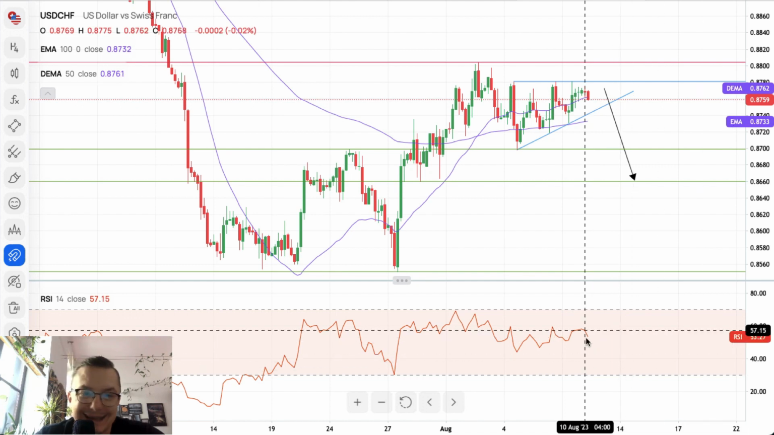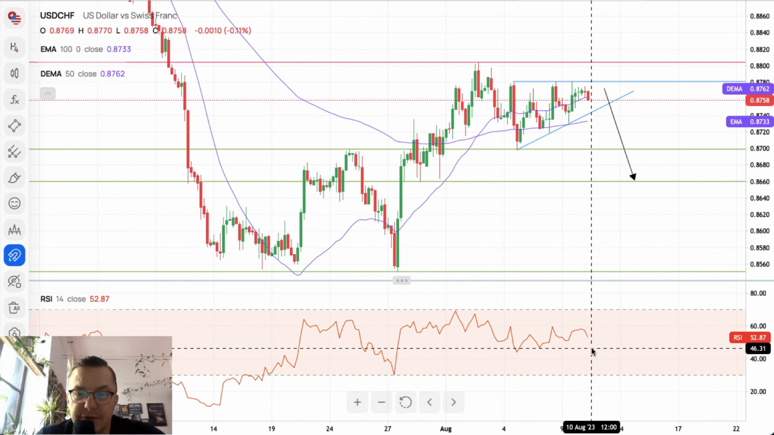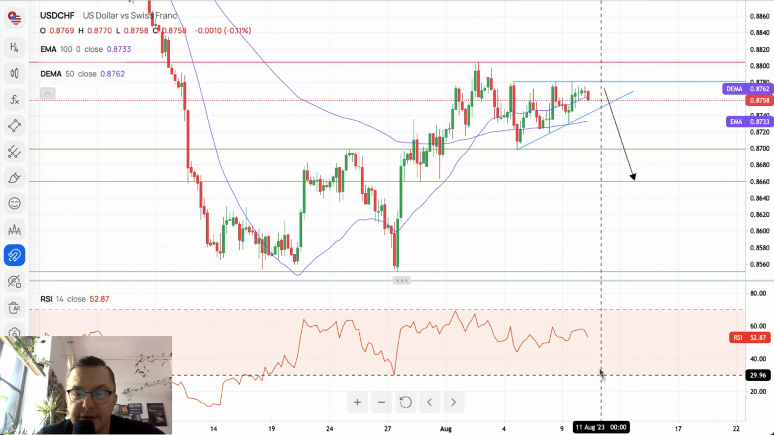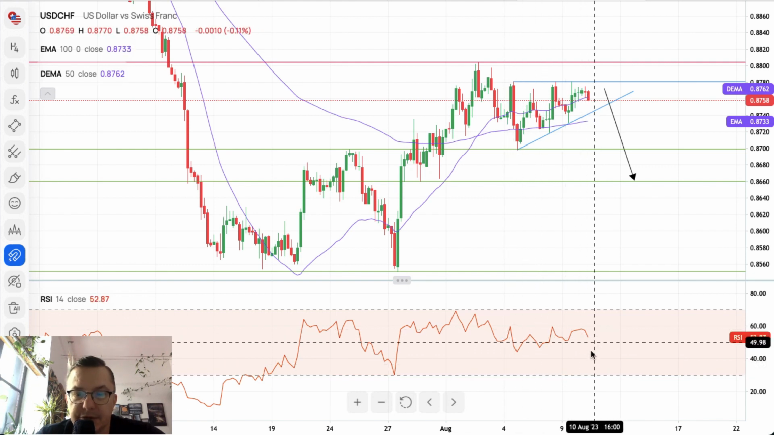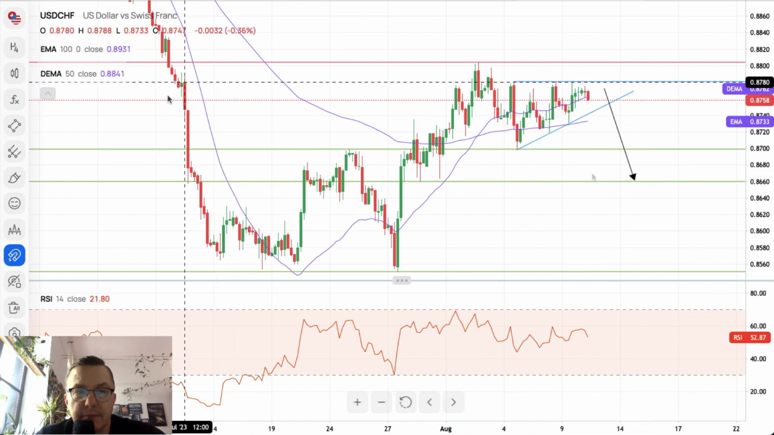53.27 points. We've been above the level of 50, so any breakout below the neutral level of 50, especially on the 4-hour time frame chart, will be the first confirmation of the incoming bearish development. So that's the US dollar to the Swiss franc.